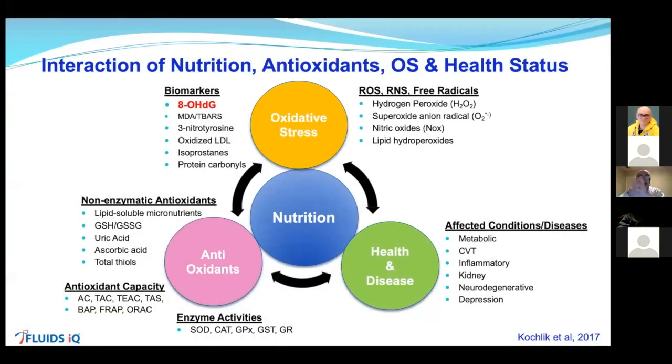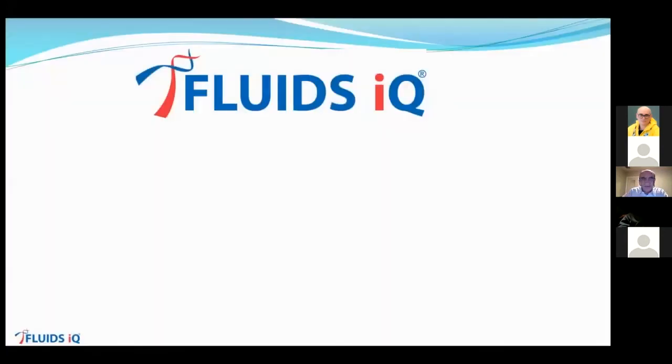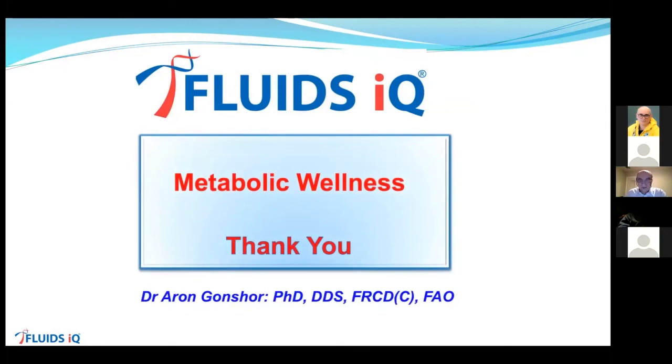And so when you're looking at the interaction of nutrition, antioxidants, oxidative stress, and general health status, you can look at this slide showing all of the different reactive oxygen species that can cause problems. What are some of the diseases they cause? What are the antioxidants that we can utilize? And ultimately, what are the biomarkers that we can use? And we have chosen, for the reasons I mentioned earlier, what is known in the literature as one of the most stable biomarkers for cellular oxidative stress. And so that was my very quick overview.